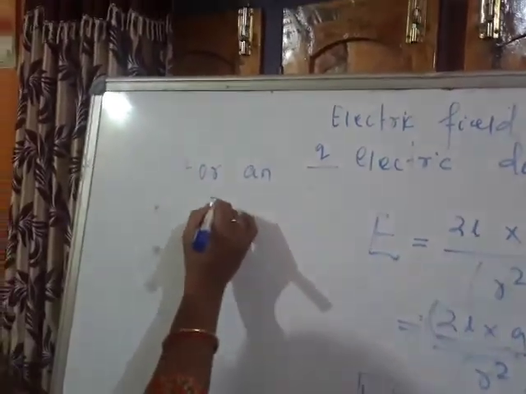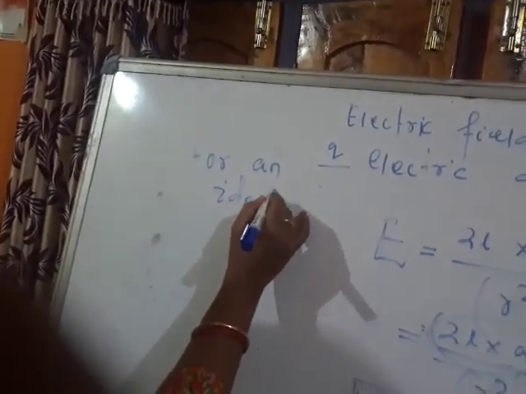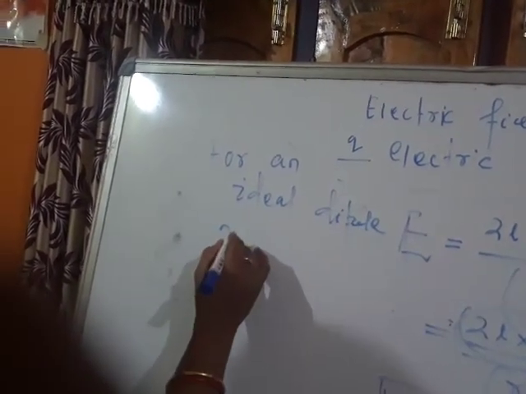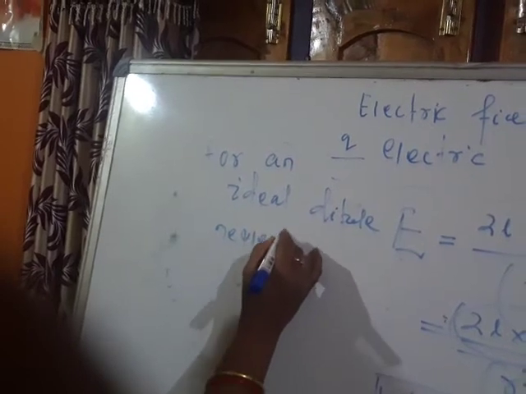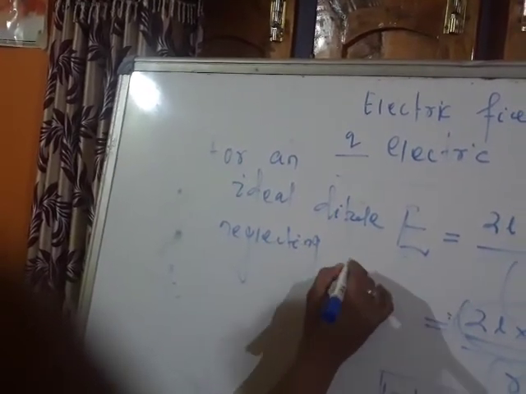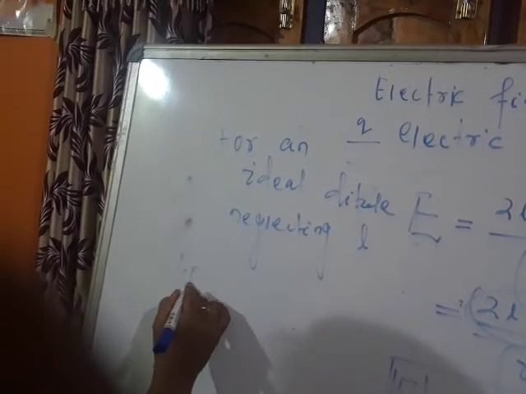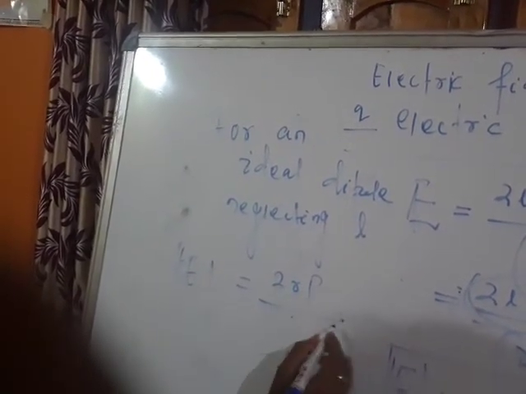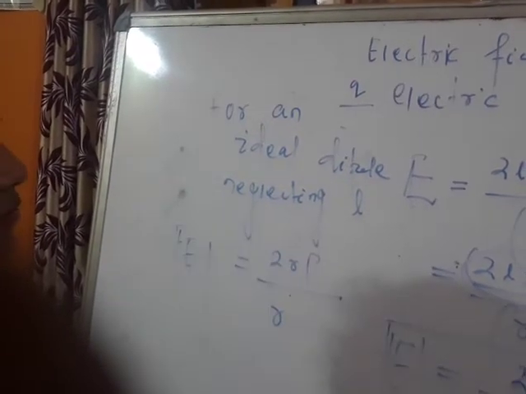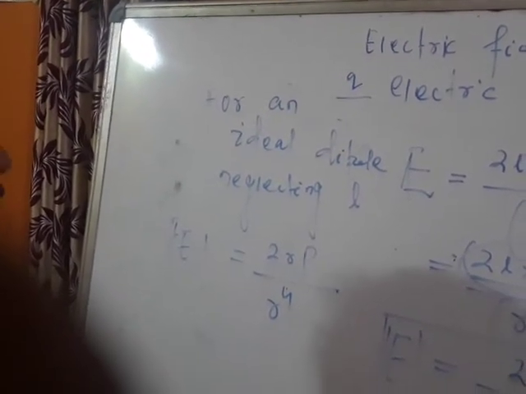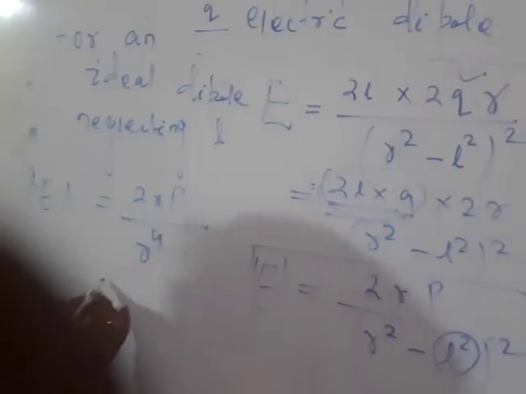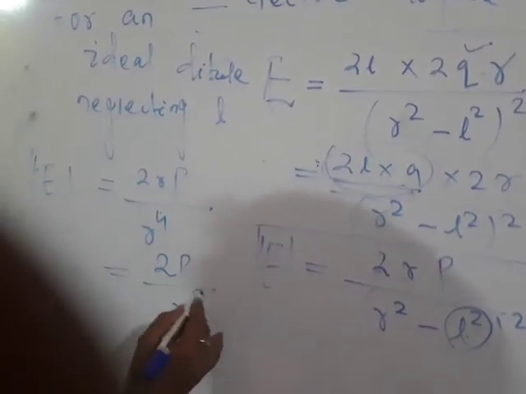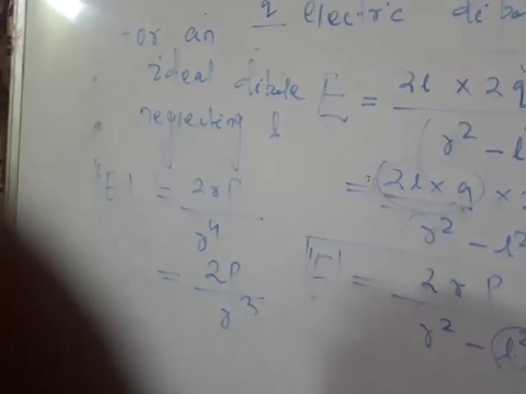For an ideal dipole, neglecting l, we can get E mod equal to 2rp divided by, since l square is neglected, the lower one is r square, r fourth, one of the r cancels, then 2p by r cube.